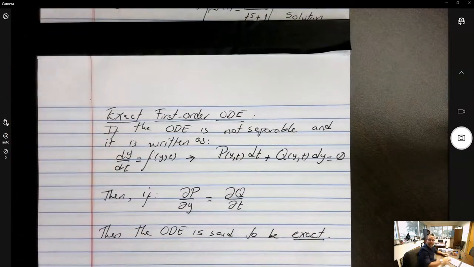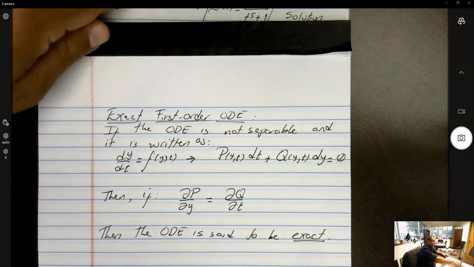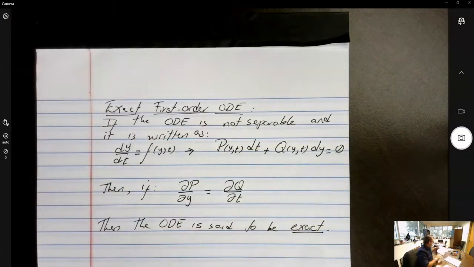So now you have an exact ODE. Now, what is an exact ODE? For now, think of it as an equation that you cannot separate, but somehow you can solve very easily. All right? You'll see why.